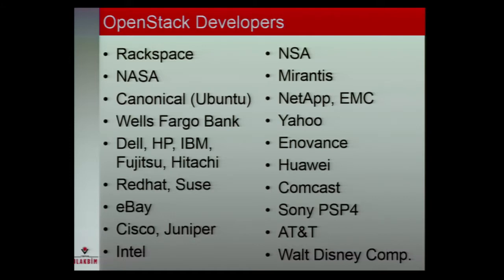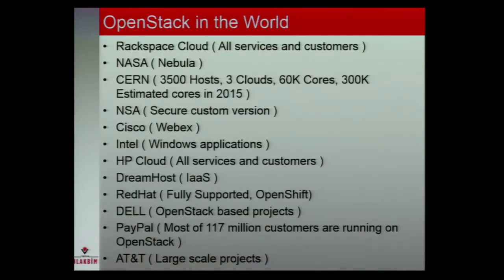These are some developers of OpenStack. You can see Rackspace and NASA at the top. They started the OpenStack project in 2010. And there are some vendors like Dell, HP, Fujitsu, and Canonical as well. And the banking company Wells Fargo Bank is using and also contributing to the development of OpenStack. And eBay and AT&T are using OpenStack as well.